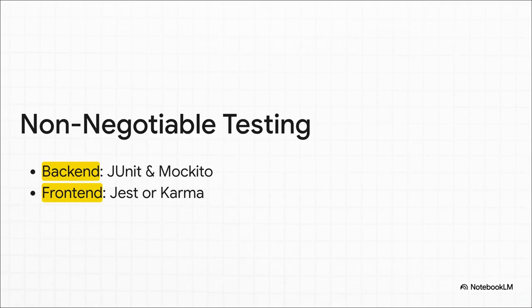Here's a little mantra for you. Code that isn't tested is broken by default. It really is that simple. In the Java world, JUnit and Mockito are the gold standard for your backend. And on the front end, you'll be using something like Jest or Karma. Seriously, this isn't just a good habit, it's a core professional discipline.